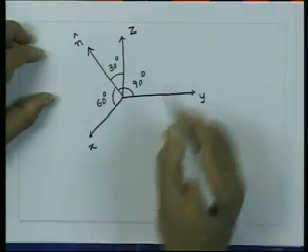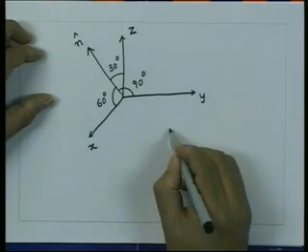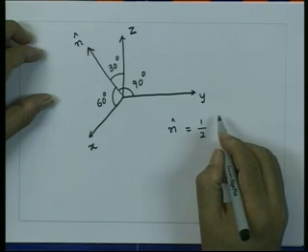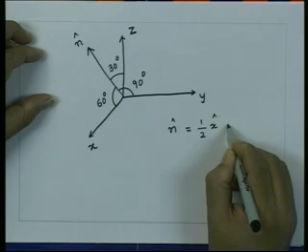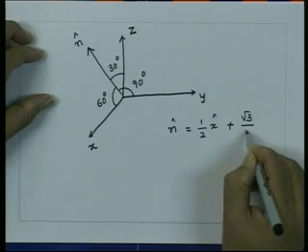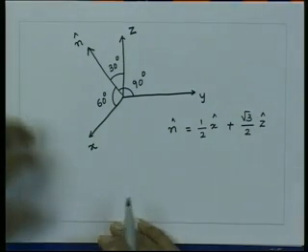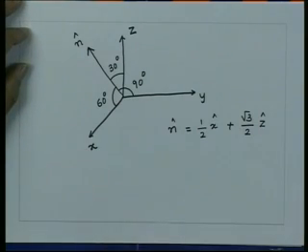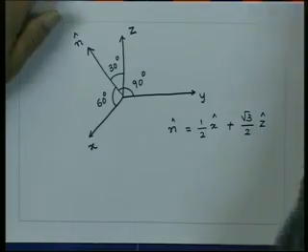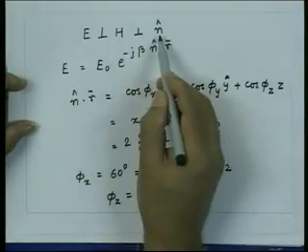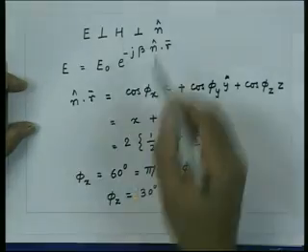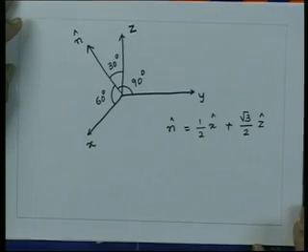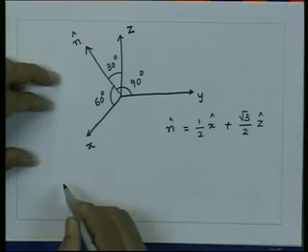So, from here essentially we get the unit vector n as 1 upon 2 x cap plus root 3 upon 2 z cap. Now, we have to show that the electric and magnetic fields are perpendicular to each other, and they are also perpendicular to the direction of the wave vector, which is n cap. So, for this we can take the dot product of E, H and E and the unit vector.